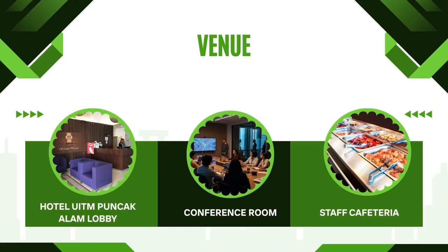The venue selected for this training is Hotel UiTM Puncak Alam. There are three main areas used in this training, which are the hotel lobby, conference room, and staff cafeteria. The conference room will be used for the lecture, demonstration, role play, group discussion, Q&A, and evaluation session. The hotel lobby will be used for the hotel or department tour because it is related to the real front office environment. The staff cafeteria will be used for lunch break. These venues are suitable because they allow participants to learn in an environment that is related to hotel operations.